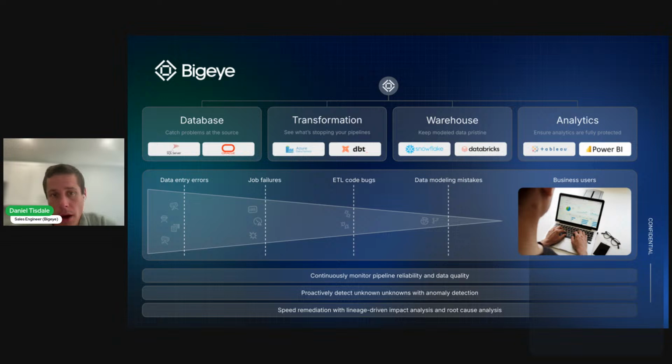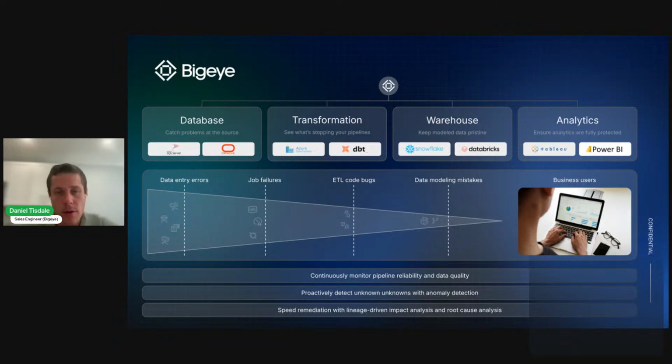We can also monitor various ETL tools. So Azure Data Factory, dbt are just two of the more popular ones that come to mind. So really helping you understand, is there some sort of data quality issue that a certain job or pipeline is causing to be introduced.